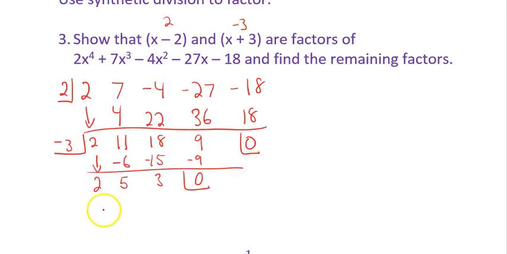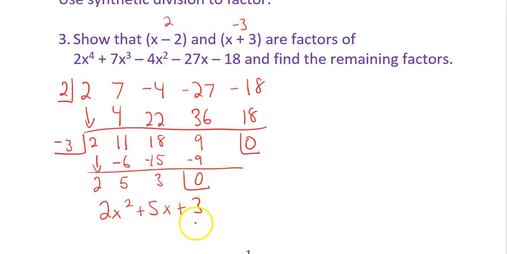Now, I'm out of zeros, but let's see what we have left. In our original problem, we started with x to the 4th. So in that first line, we would have started with x cubed. And so if we did synthetic division again, we should start the next line with x squared. So I have 2x squared plus 5x plus 3.